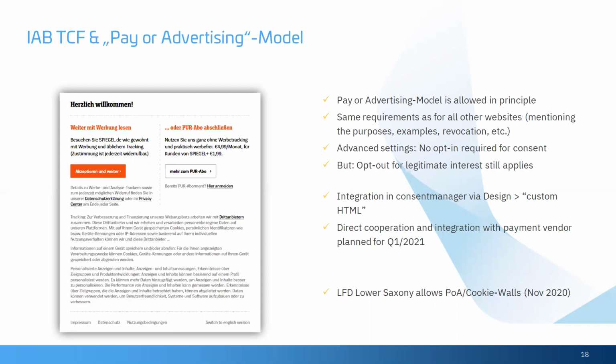But it needs to show legitimate interest toggles if legitimate interest is used as a legal basis for any of these vendors or purposes. As said, purpose number 1 is not allowed to be used with legitimate interest by the IAB, and therefore in most cases consent is anyway required. So basically the pay model, or in Germany we call it pay or advertising, is a good way for you to increase acceptance, because they need to accept, otherwise they can't access the page, and the ones who don't want to have the advertising can still pay.